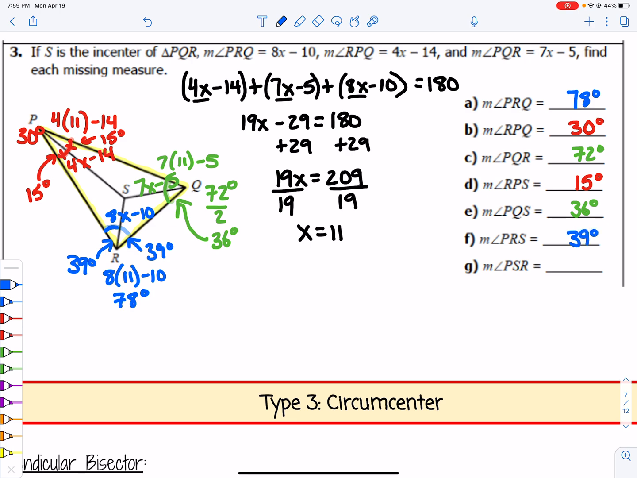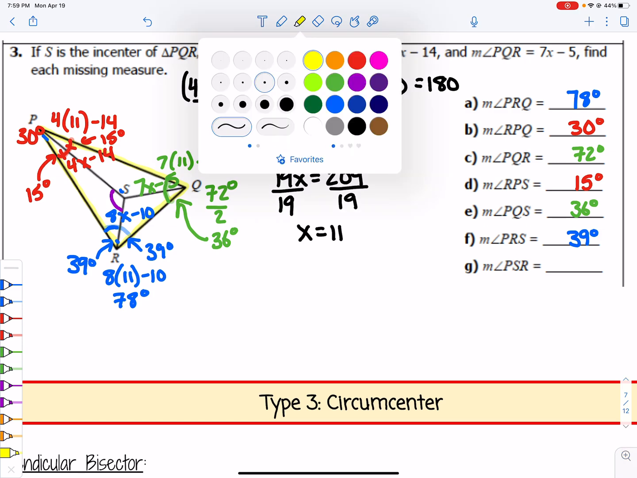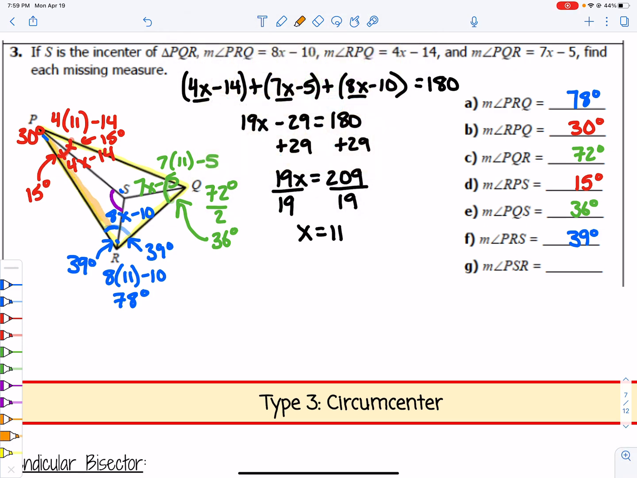And then angle PSR. They're asking us for this angle. So you've actually got to use your triangle theorem that all triangles add up to 180 for their angles. And we know 2 of these angles, so we just have to figure out the third one. We've made quite the mess on our paper. So we've got 15 degrees is this one over here, and 39 degrees was down here. So we need to do 180 minus 39 minus 15.